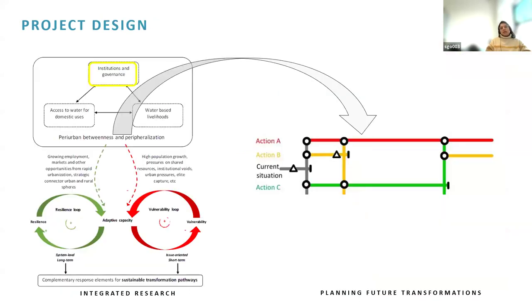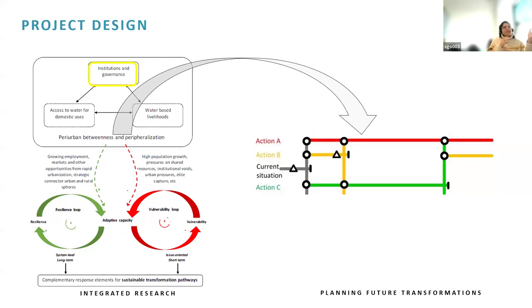So this project was also a bit similar in terms of design. First, we had integrated research that covered three elements: the institutions and governance aspects, which was the one that I focused on; access to water for domestic issues, which is what our partner at Saki Waters in Hyderabad focused on; and one on water-based livelihoods, which a partner from Germany focused on in terms of research.